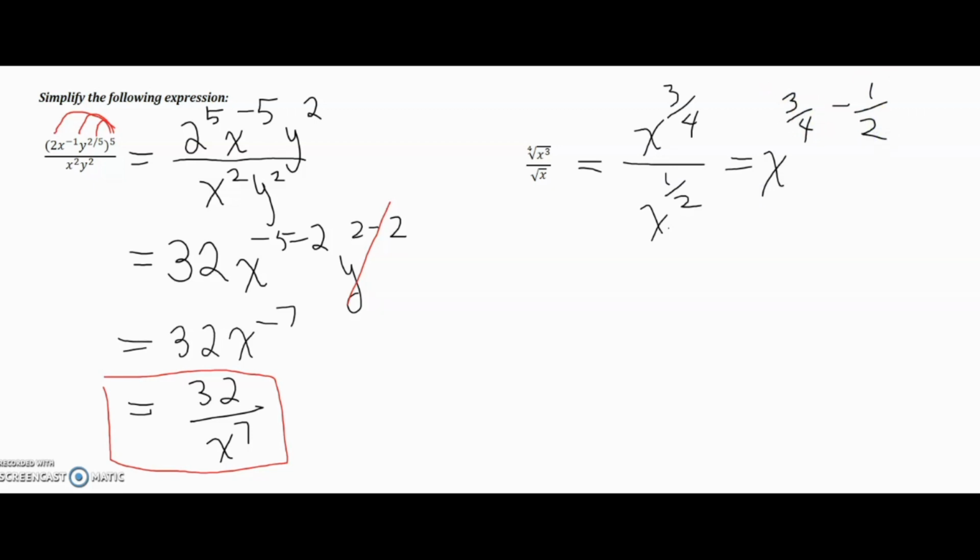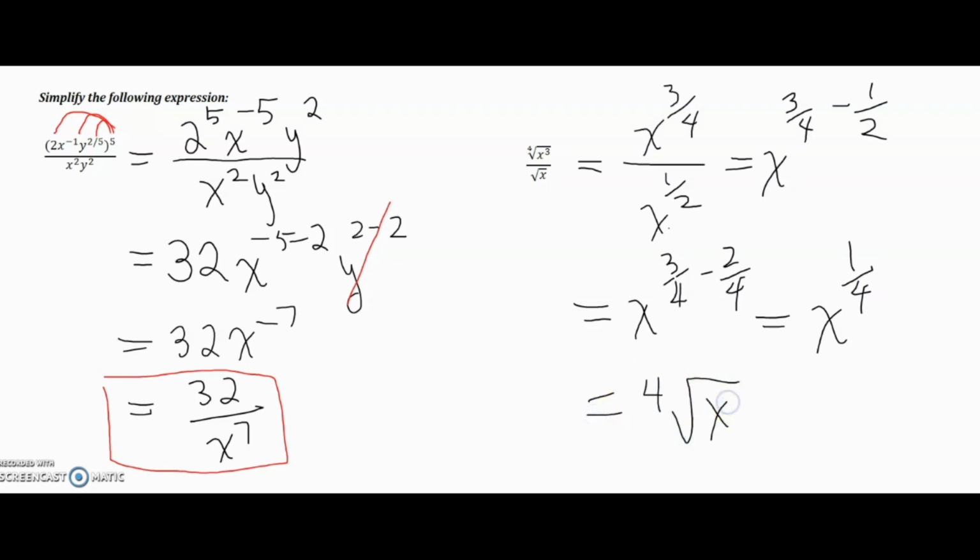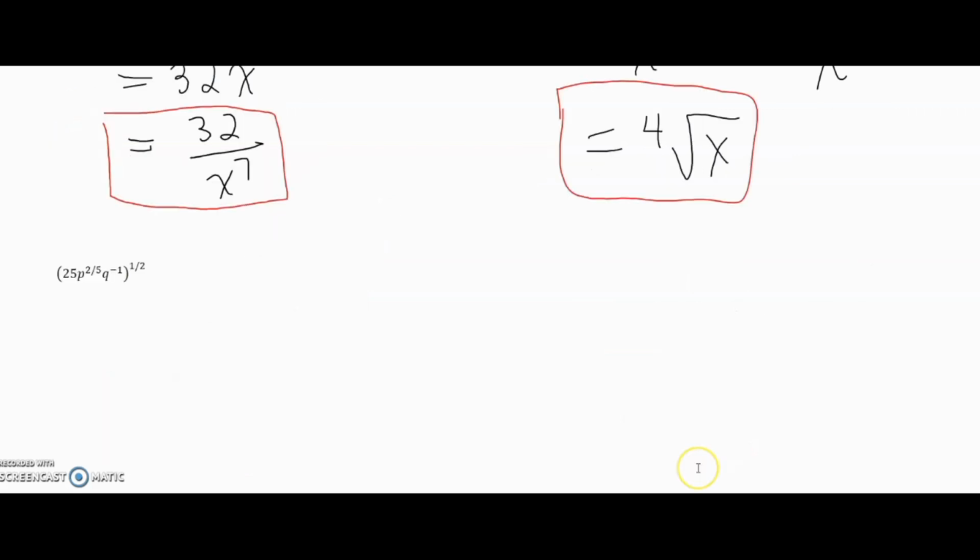So what do I want to do here? Subtract. So let's see, 1/2 is really 2/4. So let me go ahead and write that first. And that means I'm going to get x to the 1/4. The next thing I want is just to rewrite this back with a radical. So that gives me the fourth root of x. And this one is done. How did you do? Let's move on. Let's try this next one. Get ahead of me.